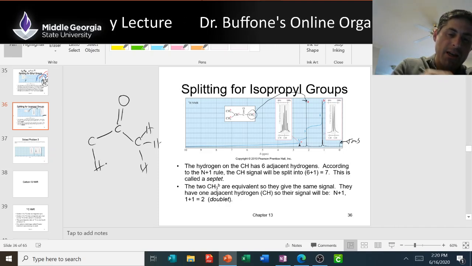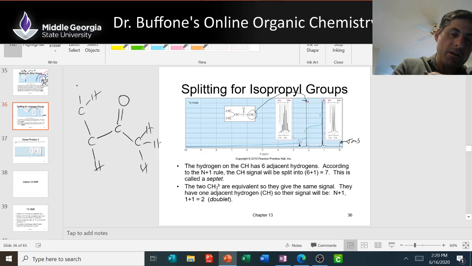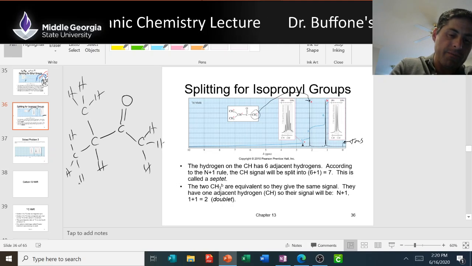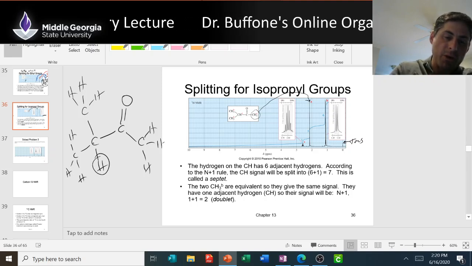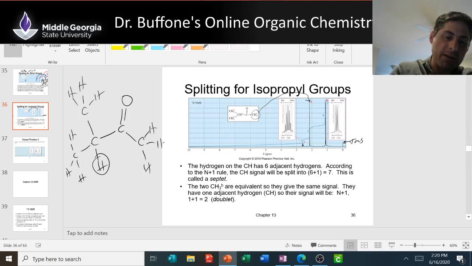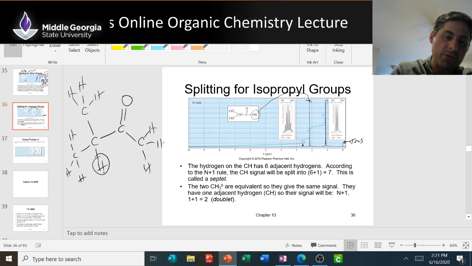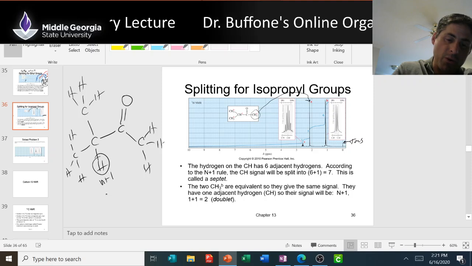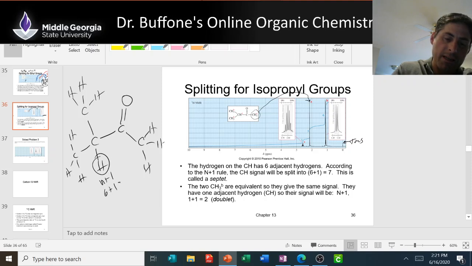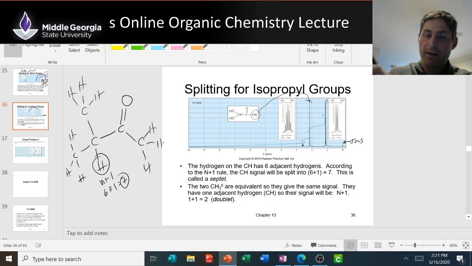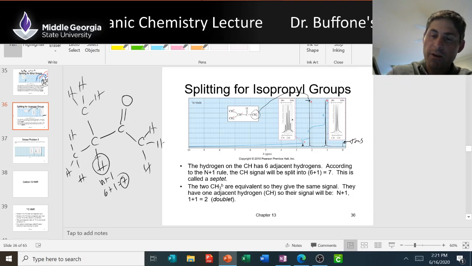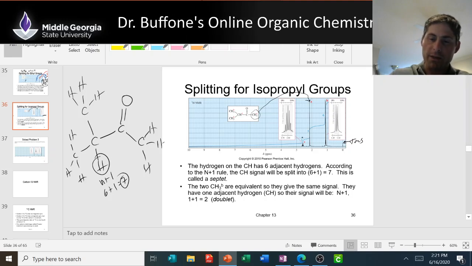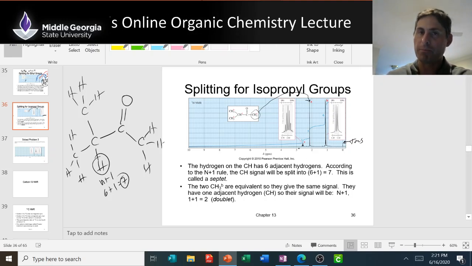This CH is attached to a carbon that has 2 methyls attached to it. So this proton has 1, 2, 3, right? It has all these neighbors, 3 bonds away. 1, 2, 3. 1, 2, 3 bonds away. It has n plus 1, 6 plus 1 equals 7. It's a septet. So 1, 2, 3, 4, 5, 6, 7. That's what I see here. And it integrates to 1. So it's 1 proton that's split into a multiplet, a septet.